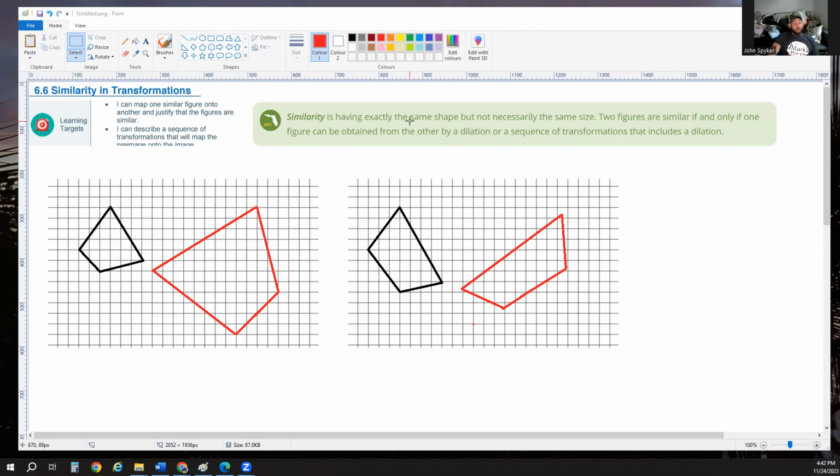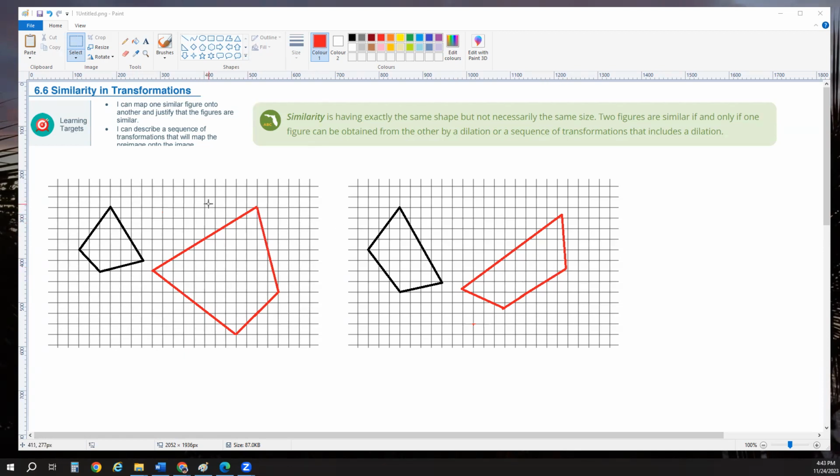Remember, similarity is having the exact same shape, but not necessarily the same size. Go ahead and stop my video so you can see that. Okay, there we go. So here we have two different polygons. Obviously, they're not the same size.